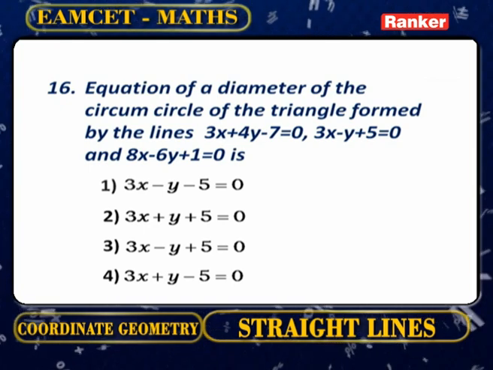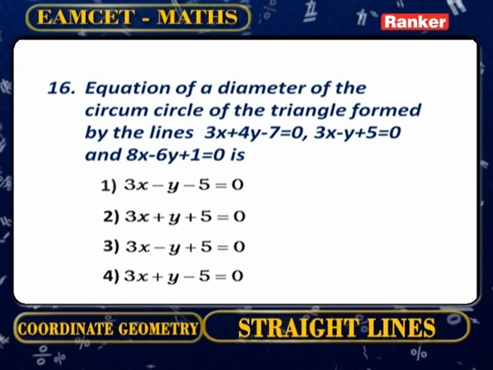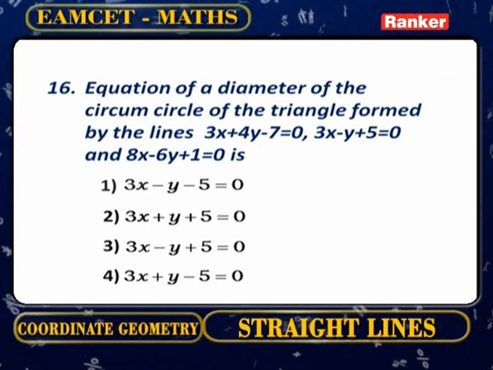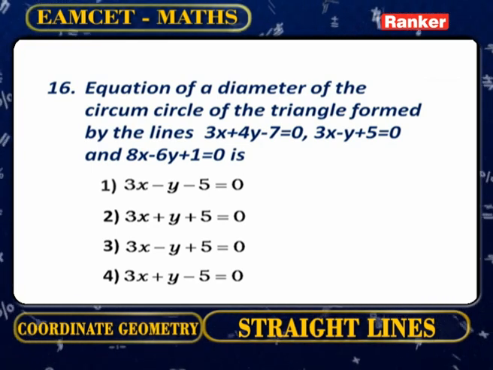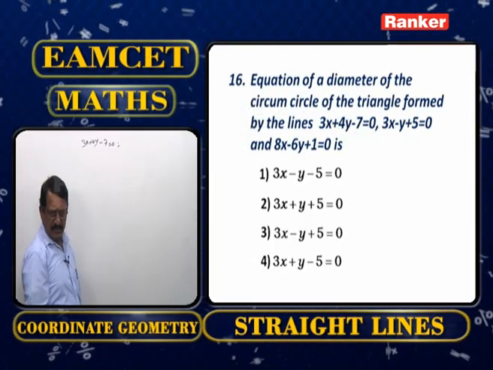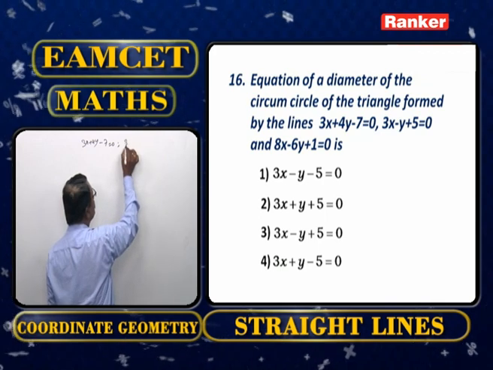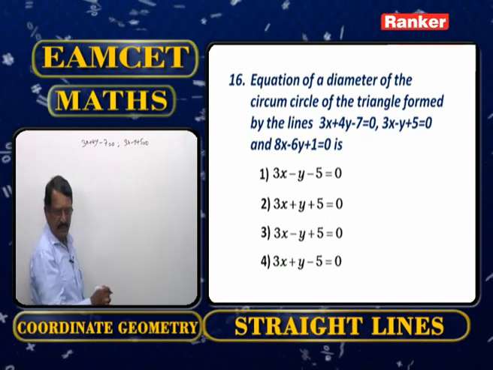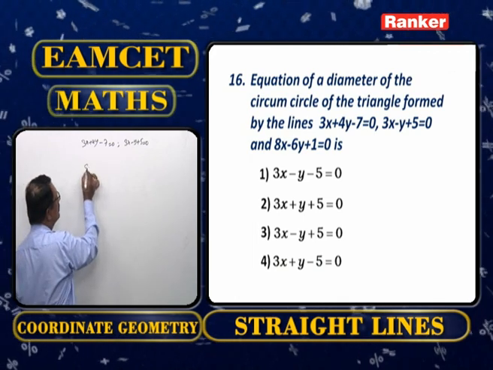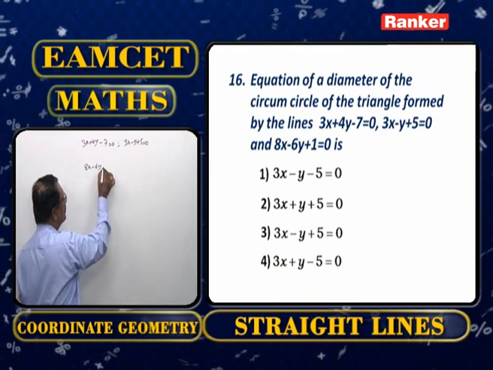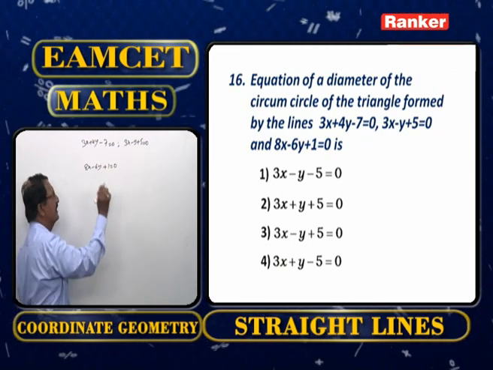The equation of the diameter of the circumcircle of the triangle formed by the lines 3x + 4y - 7 = 0, 3x - y + 5 = 0, and 8x - 6y + 1 = 0.